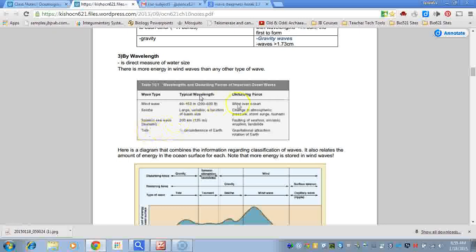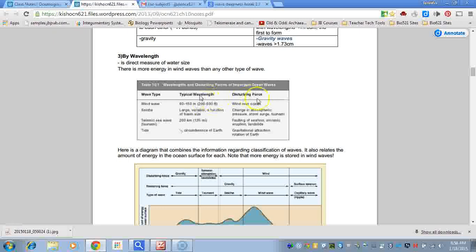Okay, so this is a table that's in your book as well, and it shows the four main wave types, their disturbing force, which is the first way they're categorized, and also their wavelength, which is the third way of classifying them. So you can see them both here at the same time. Wind waves, the ones we typically see, tend to be from 60 to 150 meters wavelength.